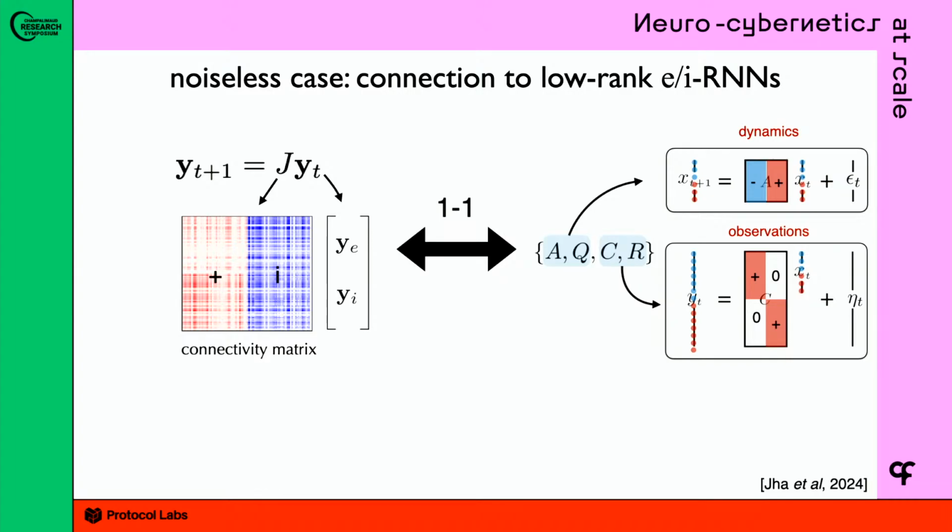And if we additionally add a Dale's law constraint on the J matrix, and we assume that the system is noiseless, then we have a one-to-one mapping onto the cell type dynamical systems model that I just described to you. And interestingly, the fitting problem here corresponds exactly to non-negative matrix factorization. So we can go back and forth.